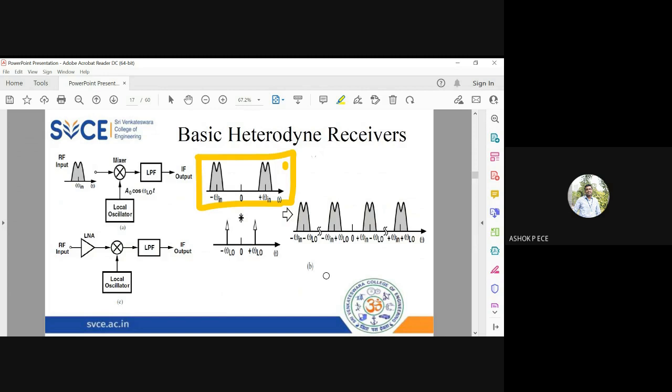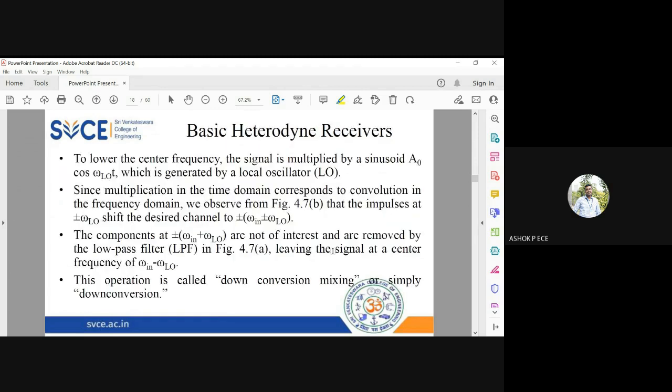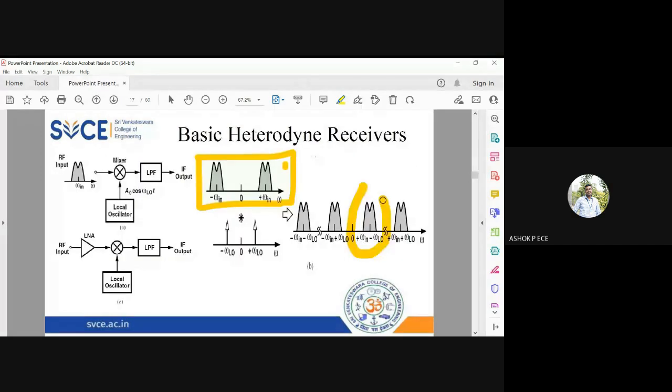After you have this mixer, you have the low pass filter circuit, which will take only the low frequency output and reject the high frequency. So the low frequency is essentially going to be this one, omega in minus omega LO. Negative frequencies we will not consider, it is only for our understanding. And omega in plus omega LO is a high frequency, it will be filtered out. So the LPF passes only the frequency omega in minus omega LO.